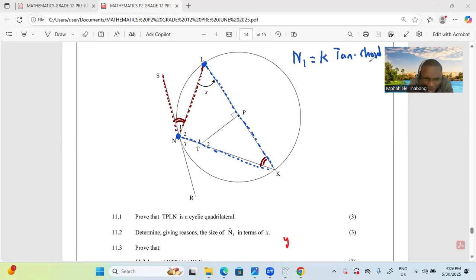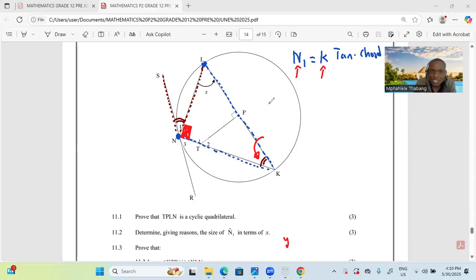What else do we know? Okay, remember they want us to find N1 in terms of X. And we already found this angle to be 90 degrees, which means that now I can find K so easily. And once I find K, I have found N1 because N1 is equal to K. So let us find K.